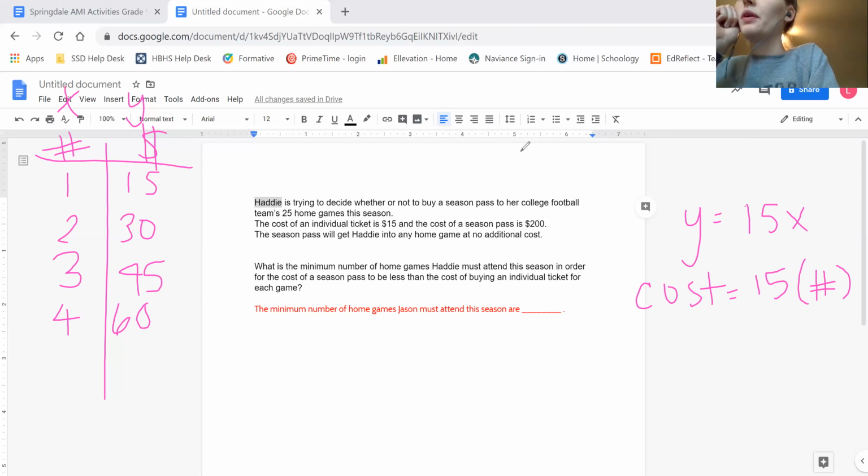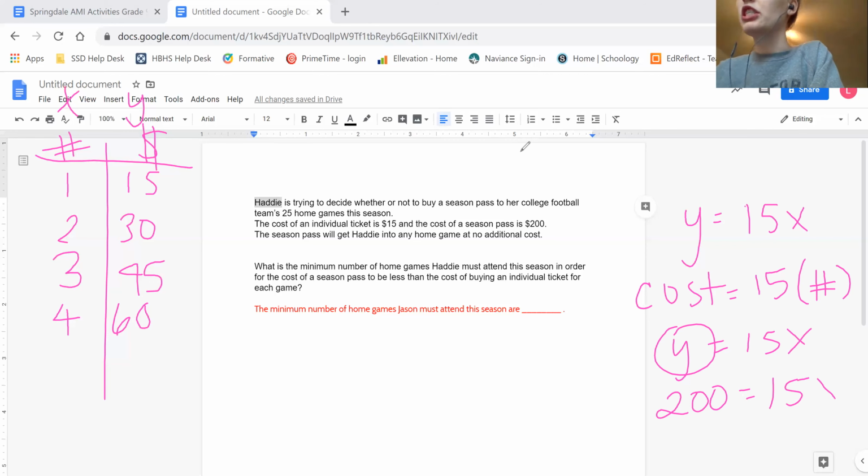So basically, we want to figure out how many games she can go to so that that season pass is worth it. So Y equals 15X. Now we want to figure out, in order for this to be 200, how many games does she need to go to? And actually, we shouldn't say equals. It says less than the cost of the season pass, which is $200. Oh my goodness. To be less than the cost of buying an individual ticket. So how can I figure out the cost of the individual tickets and everything? How many games? Well, I've got 15 times X. I can easily divide each side by 15.